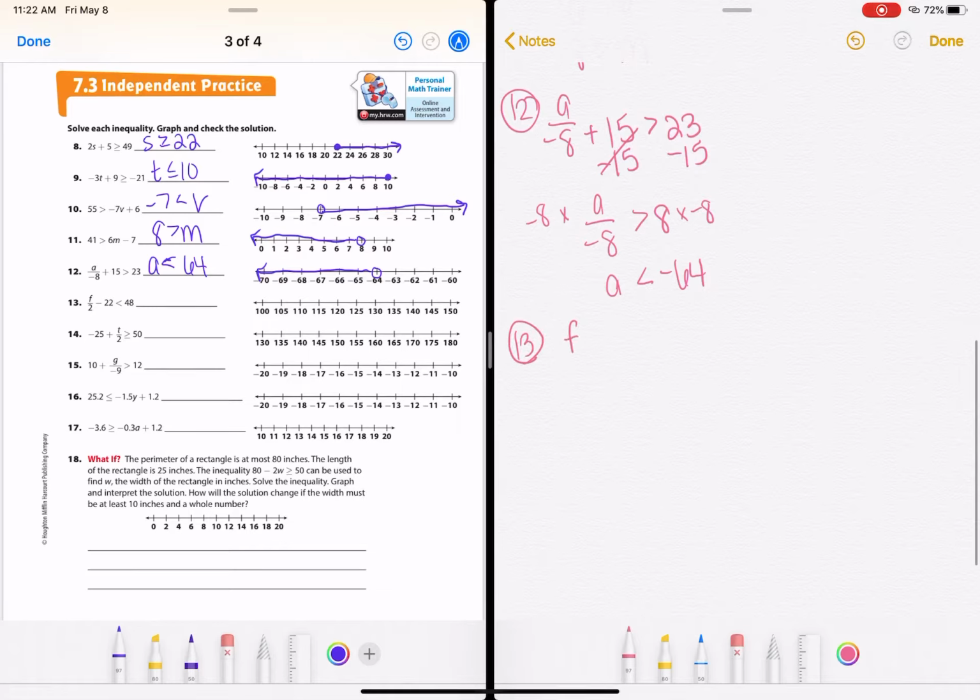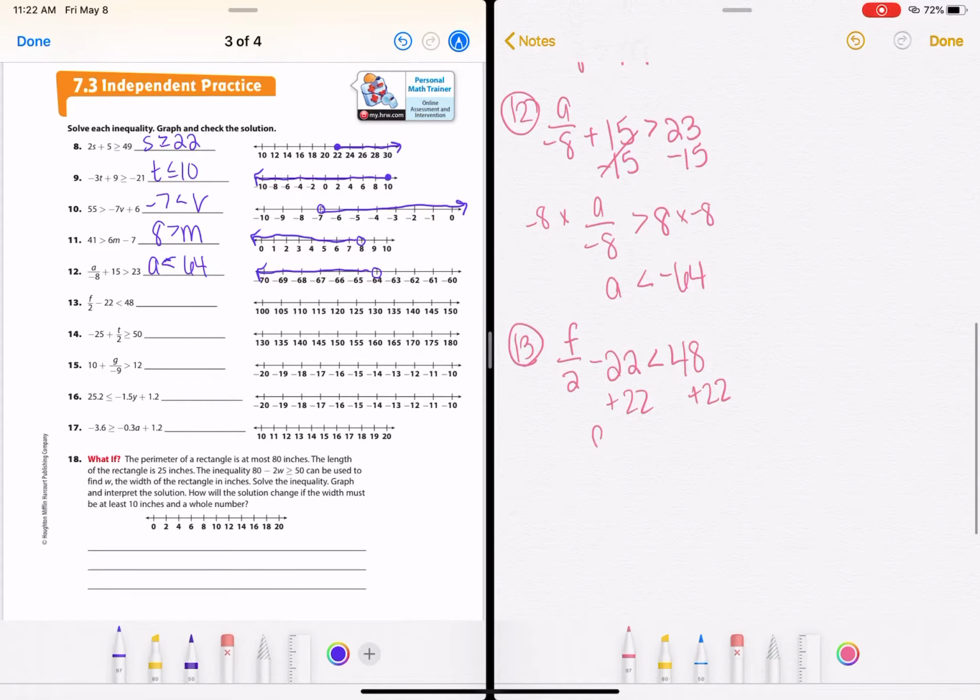Number 13, we have f over 2 minus 22 is less than 48. Add 22 to both sides. We have f over 2. 48 plus 22 is 70. Multiply both sides by 2, and we have f is less than 140. Open circle and to the left.